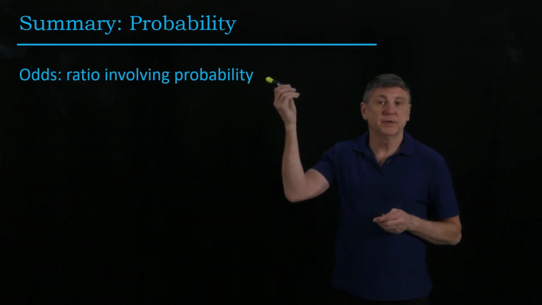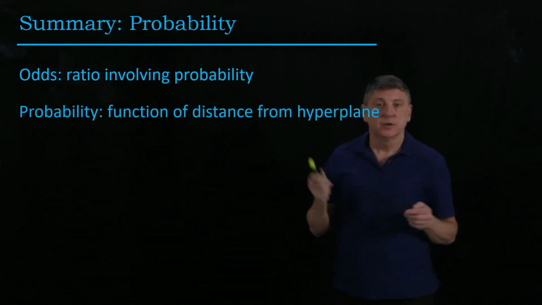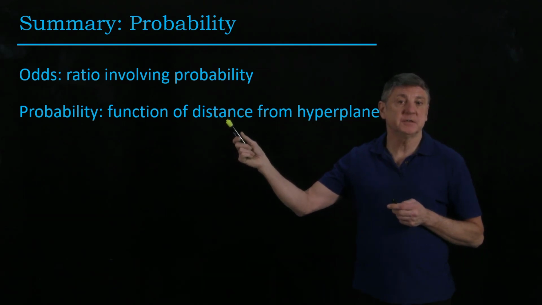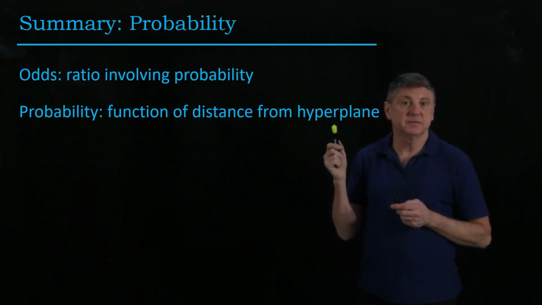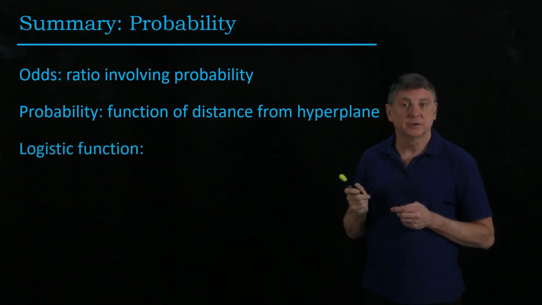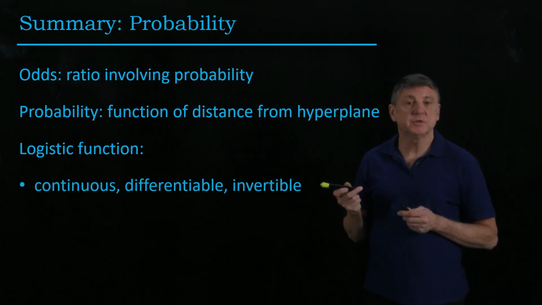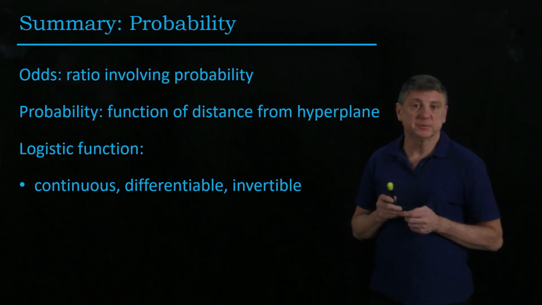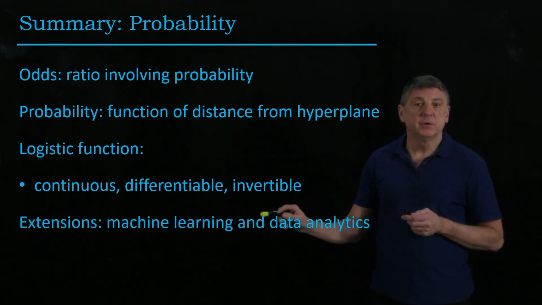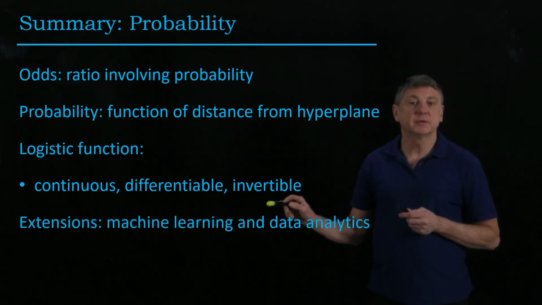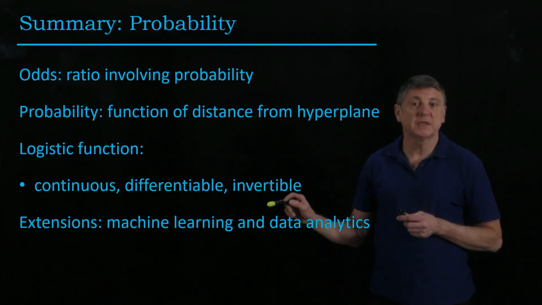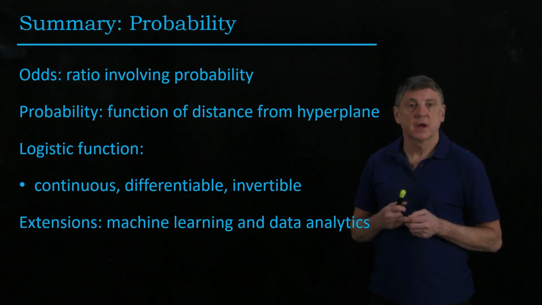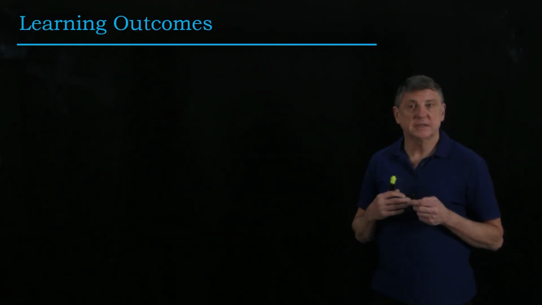Let's summarize our understanding of the logistic function and probability so far. Odds are a ratio that involves probability. The probability can be computed as a function of the distance of a vector from a dividing hyperplane. The logistic function is continuous, differentiable, and invertible. It's not just differentiable, we found its derivative. And there are many extensions of the use of the logistic function and of these probability ideas in machine learning and in data analytics.